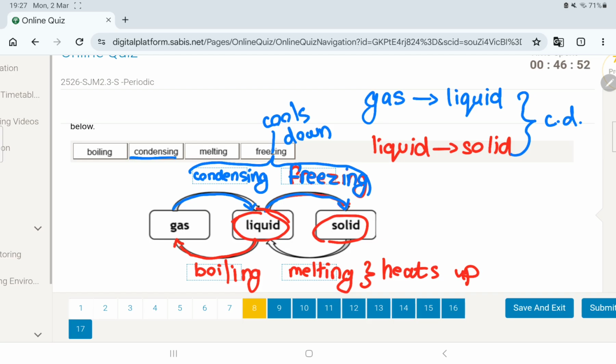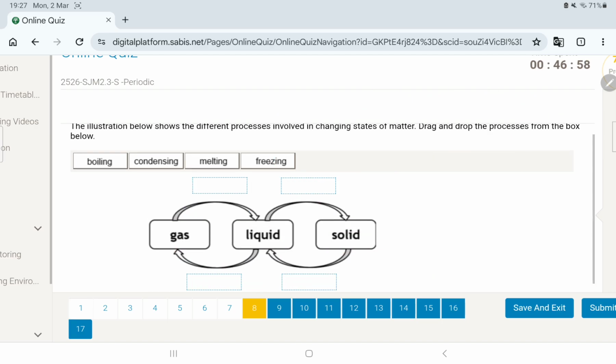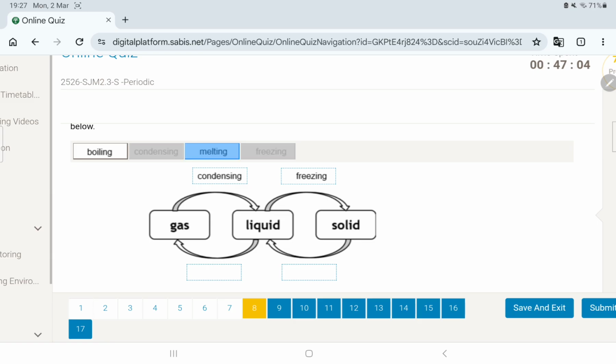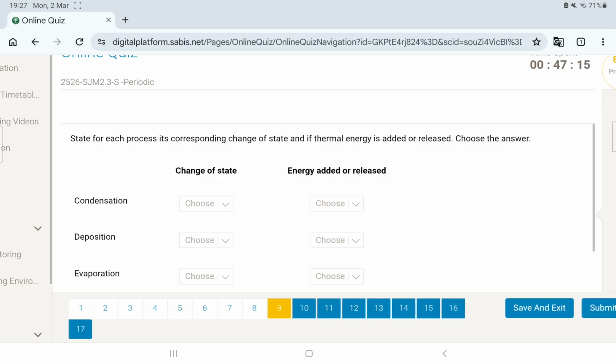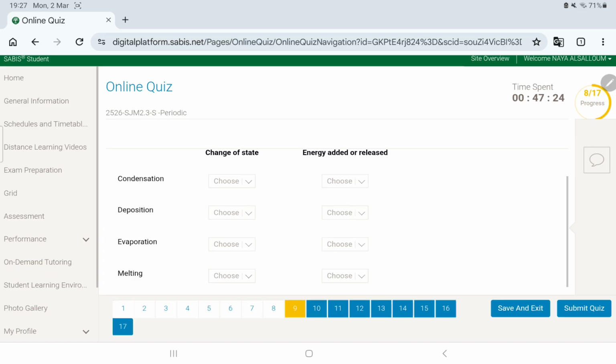So, you can take a look at it before I put the answers. So here, gas to liquid, condensation, liquid to solid, freezing. Solid to liquid, opposite of freezing is melting, and liquid to gas, boiling. Now it says to state for each process its corresponding change of state and whether thermal energy is added or released. Okay, so let's see here. Thermal energy is the heat.